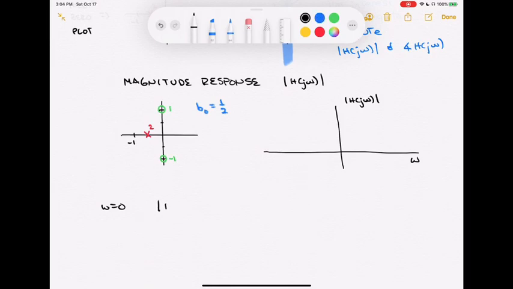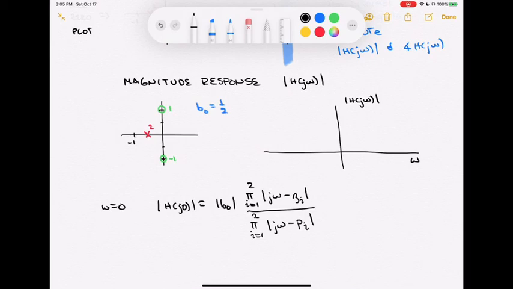I'm going to have magnitude H of j0 equal to magnitude B0 times a product from 1 to 2, because there were 2 zeros, of the magnitude of j omega minus my zeros. Then I'm going to have a product from 1 to 2 of my distances from the poles to the frequency of interest. So we know what the basic formula looks like. For every single one of these, this factor is just going to be 1/2, because we can see that B is 1/2. What we need to do is make these calculations of these distances. So let's go ahead and do that in this particular case.